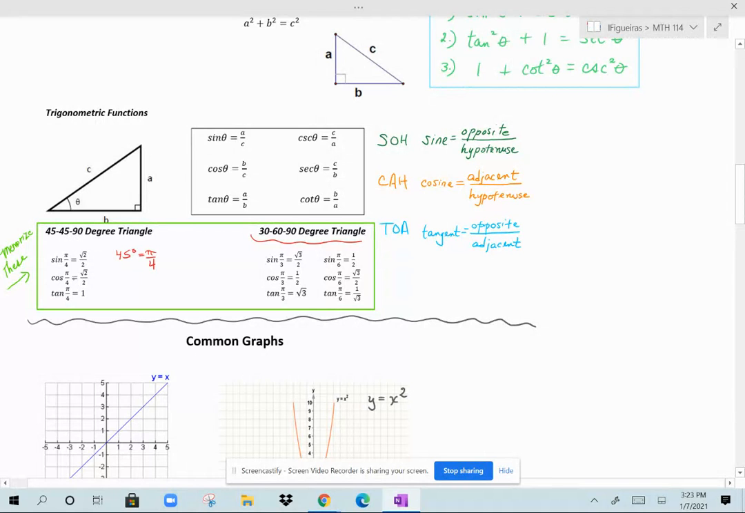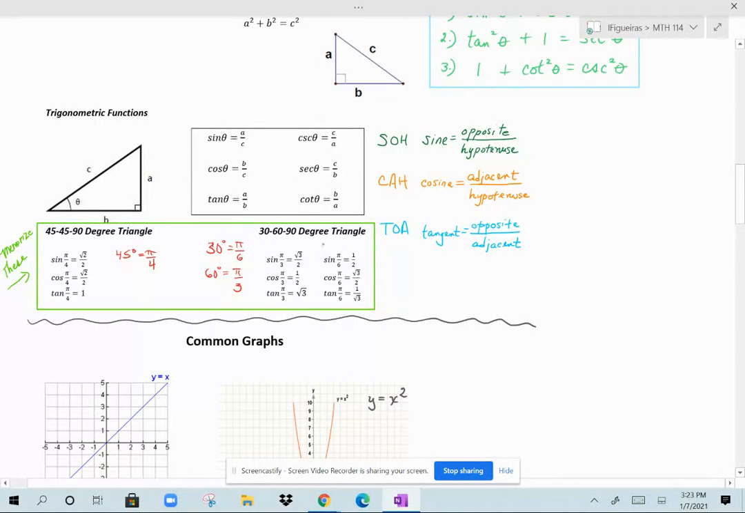Cosine of pi over 4 is also root 2 over 2. And tangent of pi over 4 is 1. So these are used often in our course. Then the 30, 60, 90. So let's see, the 30 degrees is pi over 6. And the 60 degrees is pi over 3.